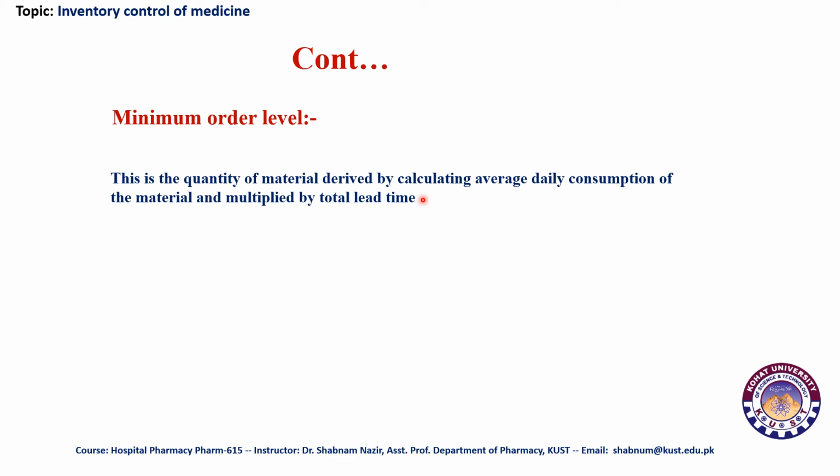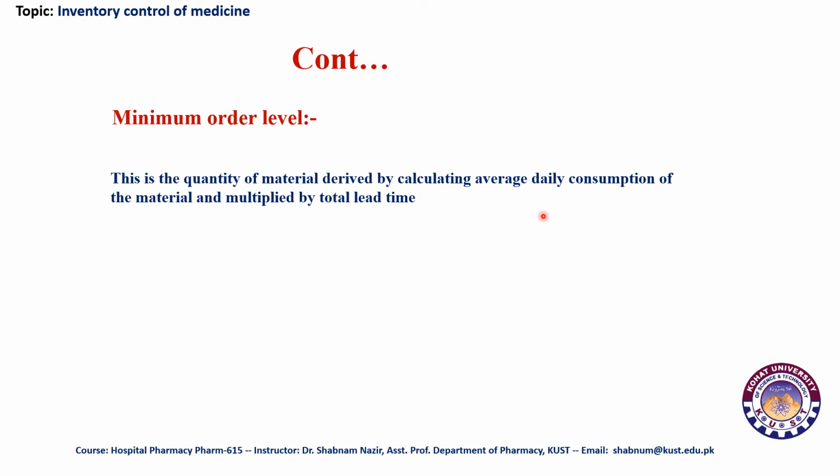We are not adopting the periodic way, but we just want to order the items when the amount of that item in the stock is at a level that it is hinting upon to get reordered. So, after understanding the lead time, minimum order level. Now this is the quantity of material derived by calculating average daily consumption of the material.